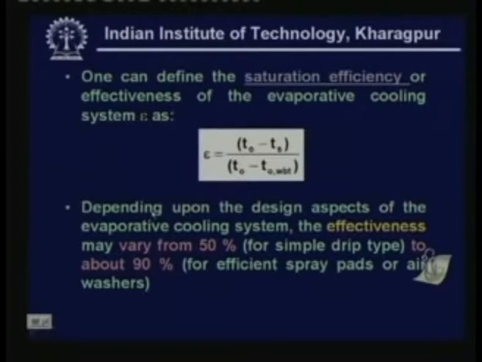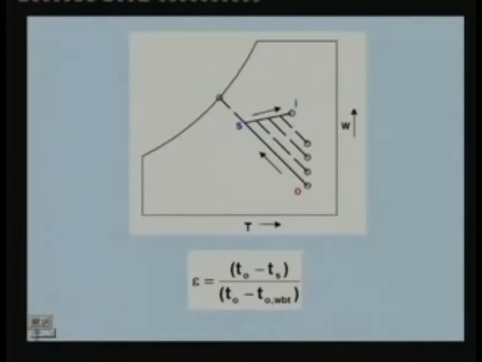Since the exit temperature is higher than the wet bulb temperature, we can define what is known as the saturation efficiency or effectiveness of the evaporative cooling system, epsilon. This is defined as epsilon = (T0 - Ts) / (T0 - T0,WBT), where T0 is the inlet dry bulb temperature, Ts is the exit dry bulb temperature of the air, and T0,WBT is the wet bulb temperature at the inlet condition. This is very clear from your psychrometric chart. This is the expression for effectiveness or efficiency. As you can see, T0 - Ts is nothing but this temperature drop.